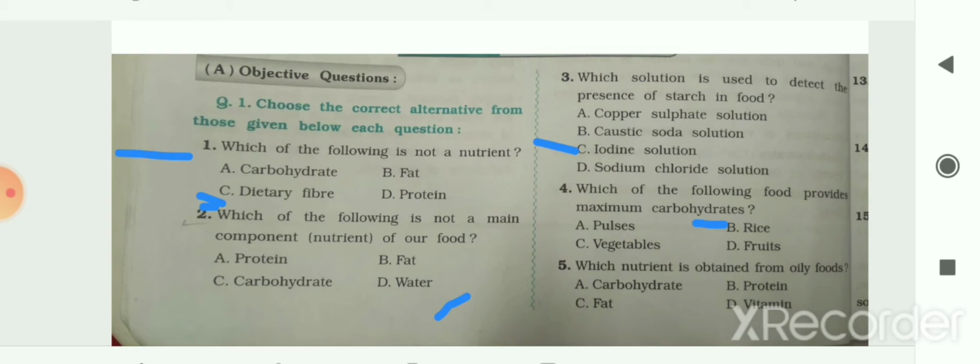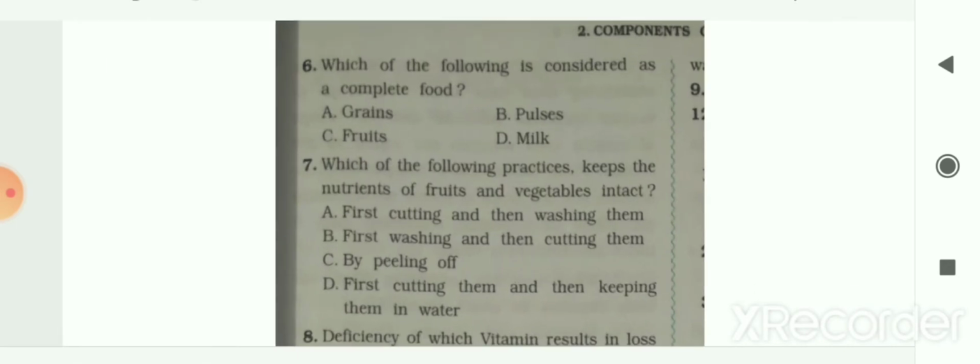Next question, which nutrient is obtained from oily food? Options are like this: carbohydrate, protein, fat and vitamin. So your answer is fat. We obtain fat from the oily foods. Next question, which of the following is considered as a complete food? Grains, pulses, fruit or milk? So milk is considered as a complete food because we are getting many nutrients from the milk.